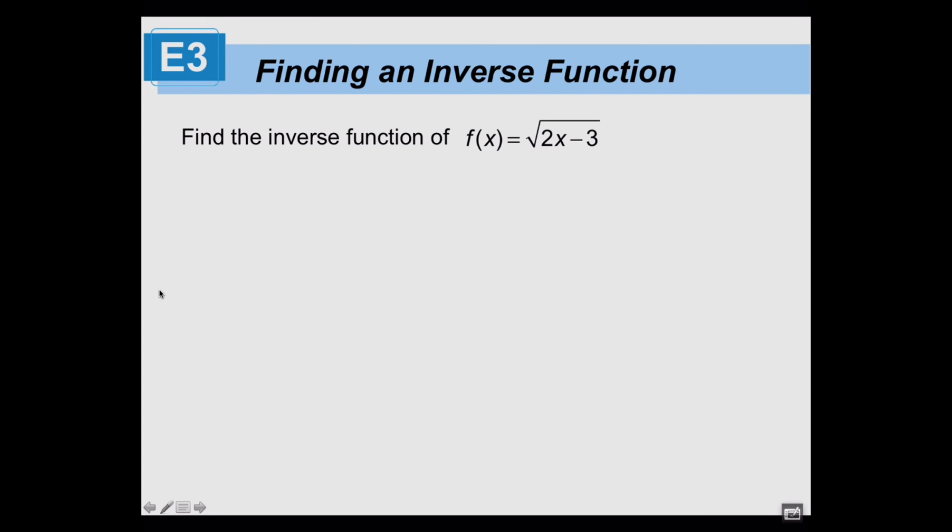First of all, does it pass the horizontal line test? Do you have any idea what that looks like? Well, get out your calculators, take a look. Graph that quickly, see if it passes the horizontal line test. I'm guessing it looks like a stereotypical square root function. I'm guessing it's going to look something like that.